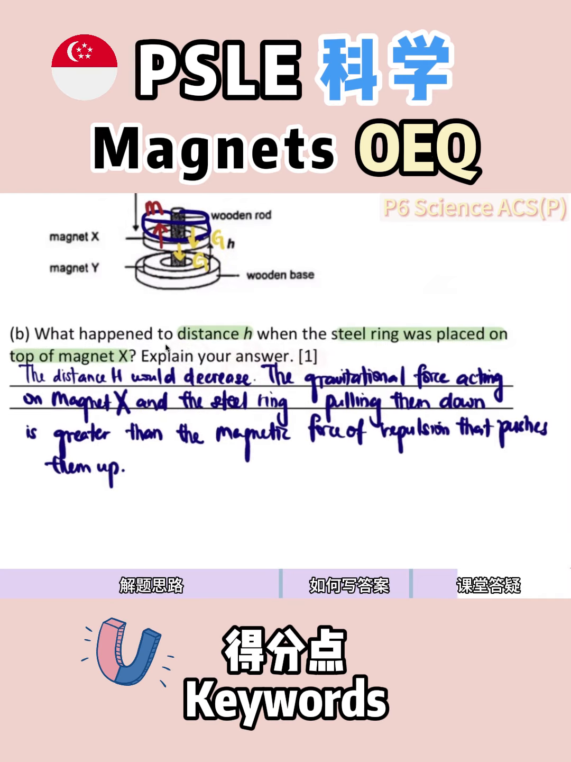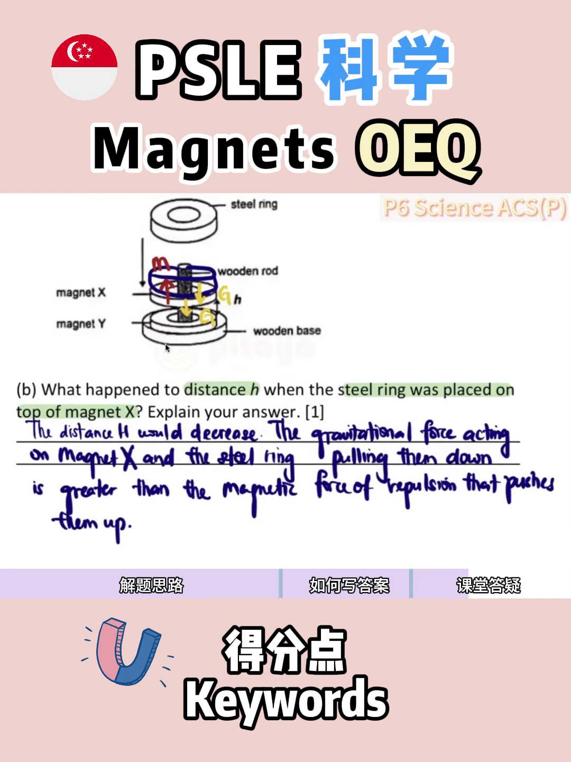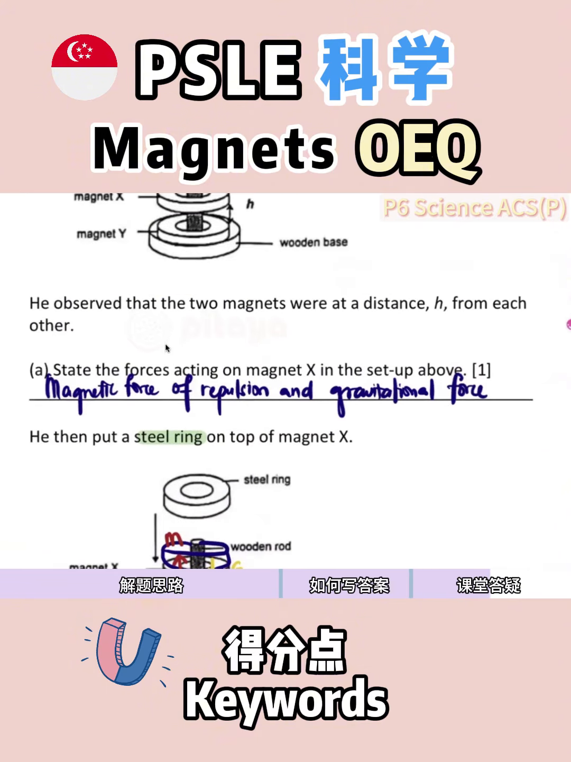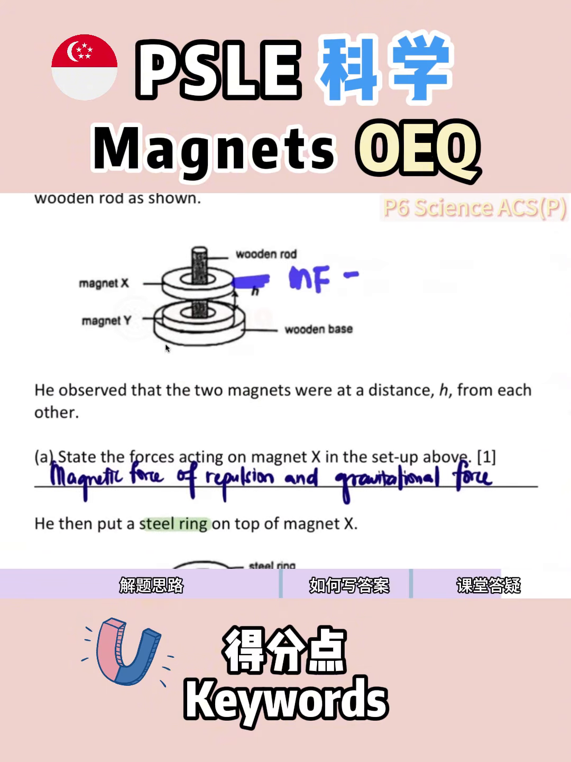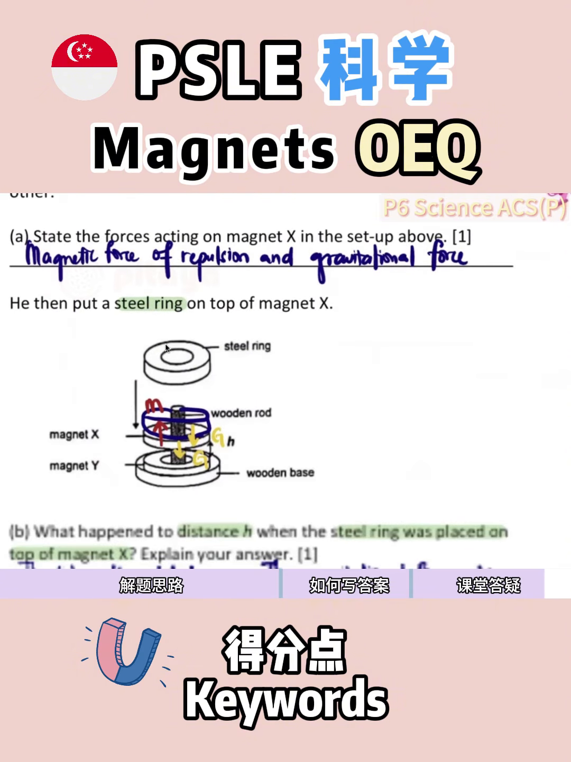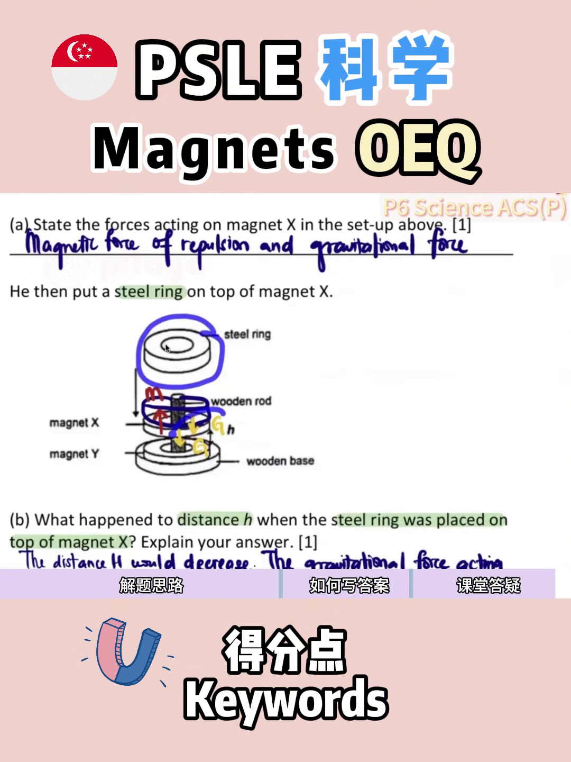It will also be acting against, as in for the first diagram, right, which is here, it remains floating and suspended. This is because the magnetic force of repulsion balances with the gravitational force that pulls it down. So it stays suspended over there. But right now, when we add another steel ring, then we have a greater gravitational force than this magnetic force.